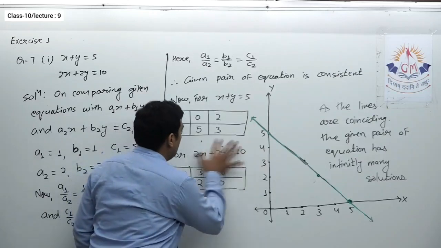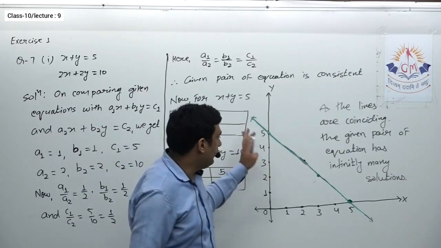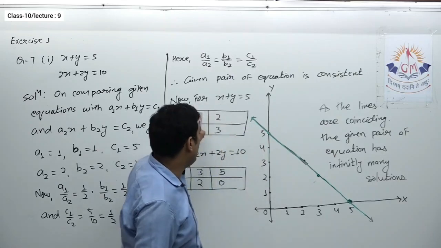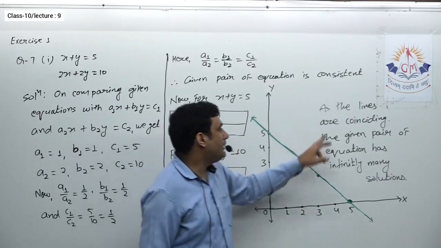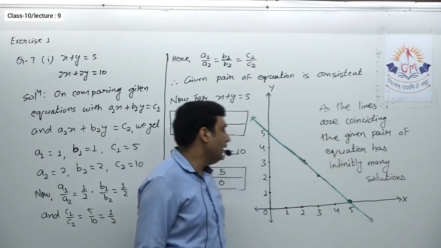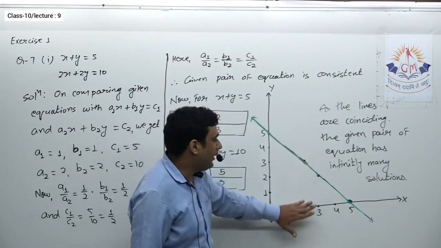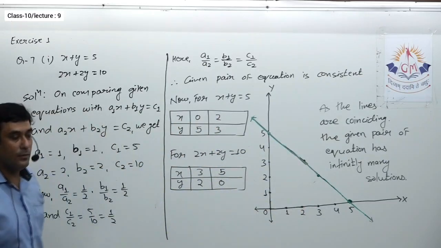After plotting the points on the graph, we obtain that the two lines, which represent the first and second equations, are actually coinciding. As the lines are coinciding, we'll say the given pair of equations has infinitely many solutions. This you have to write after the graph. So I hope this is clear to you, so please note it down.